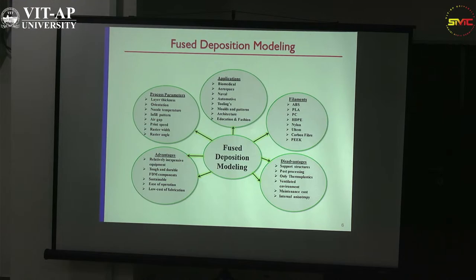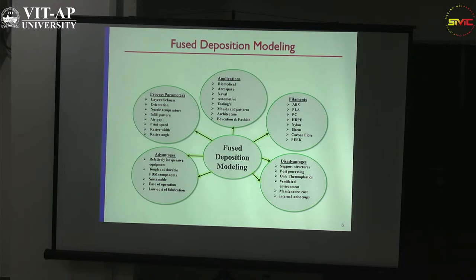So, as I was explaining about three different types of techniques, stereolithography, selective laser sintering, and then FDM. Better we concentrate more on FDM because you are going to work on fused deposition modeling only. This picture is going to give you many details, such as the advantages. As I was explaining, this is the most economical process. Raw material is also economical. Processing and printing are also relatively easy.